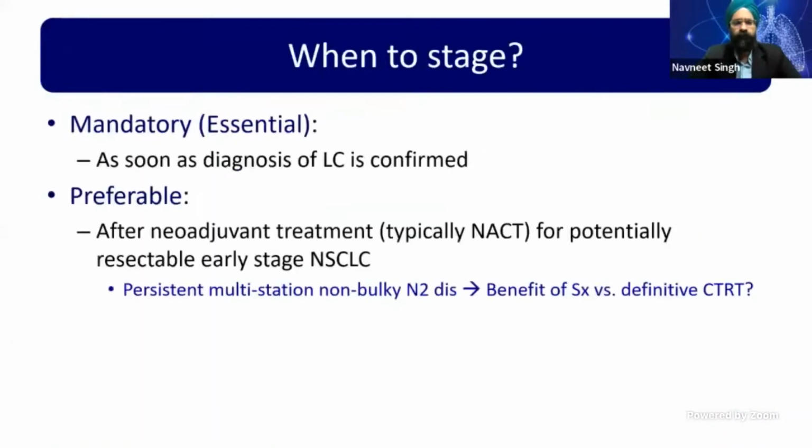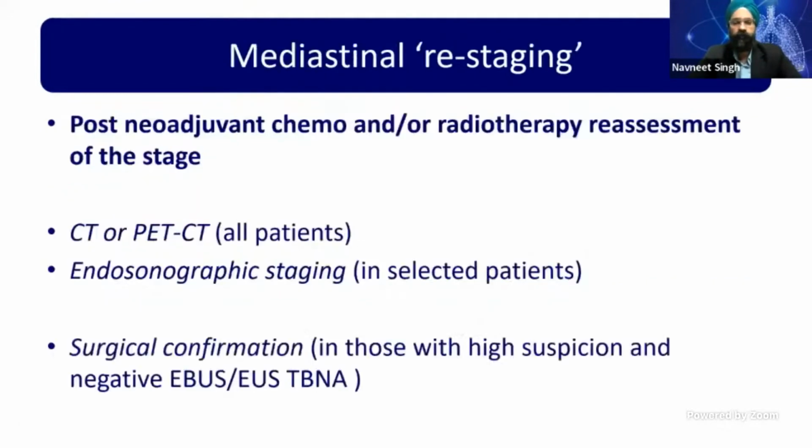Finally, when to stage. It is mandatory or essential as soon as the diagnosis of lung cancer is confirmed. But for patients who have undergone neoadjuvant treatment, typically neoadjuvant chemotherapy, and you are planning for potentially resectable early stage NSCLC, you should try and restage once you have completed the initial NACT. Because if you find persistent multi-station N2 disease after that, there is a big debate of whether you should actually go ahead with surgery or just shift to definitive chemoradiation.